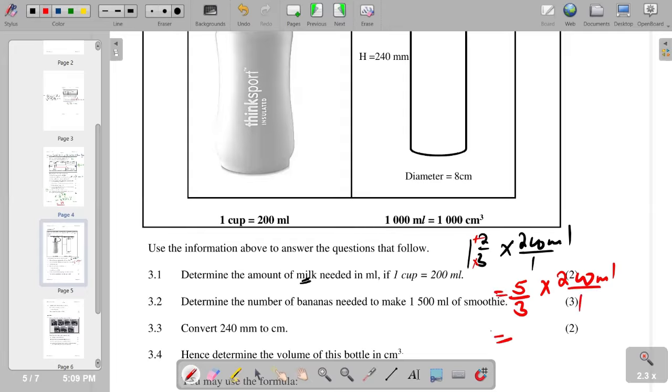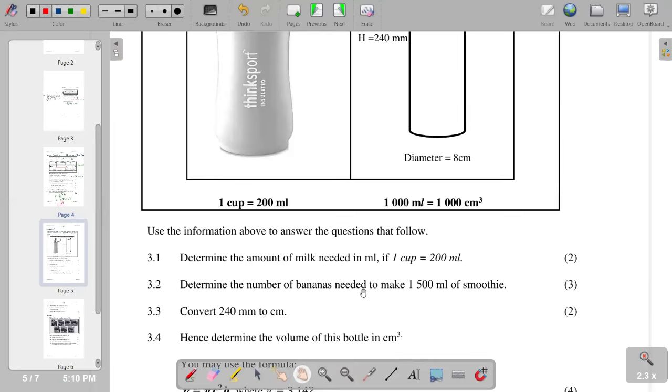So we try to calculate and see what we get. So we are going to get your answer is 333.3333 milliliters. So basically this becomes our final answer. So with that, we move on to the next part of the question.